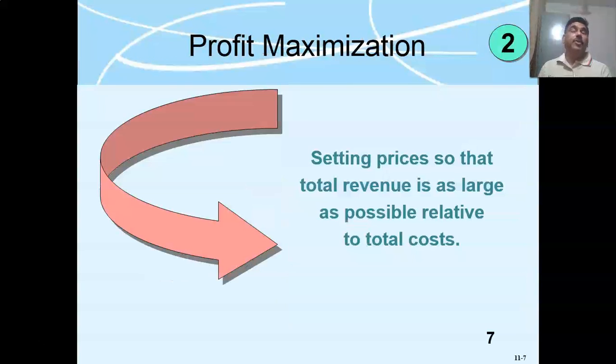Then profit maximization: setting prices so that the total revenue is as large as possible relative to total cost.